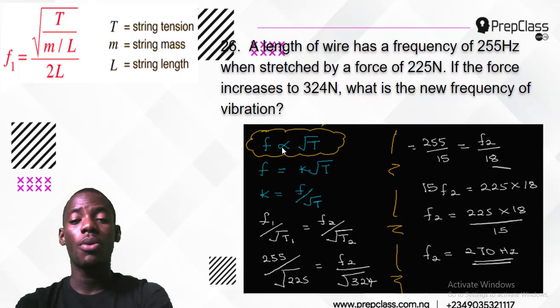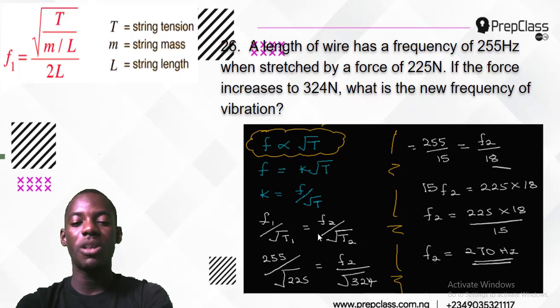Now, this proportionality symbol will become equals to constant root of tension. Then I'll make the constant the subject. So that means the constant will become frequency divided by the root of the tension, right? Then from here, you can split it into one or two, since we have double of tension in the question, and then we have to find the second frequency. So I will say therefore F1 over root T1 equals F2 over root T2.